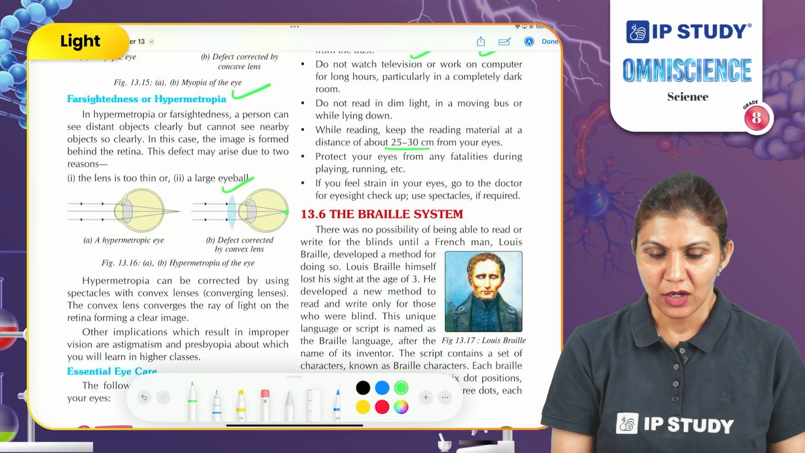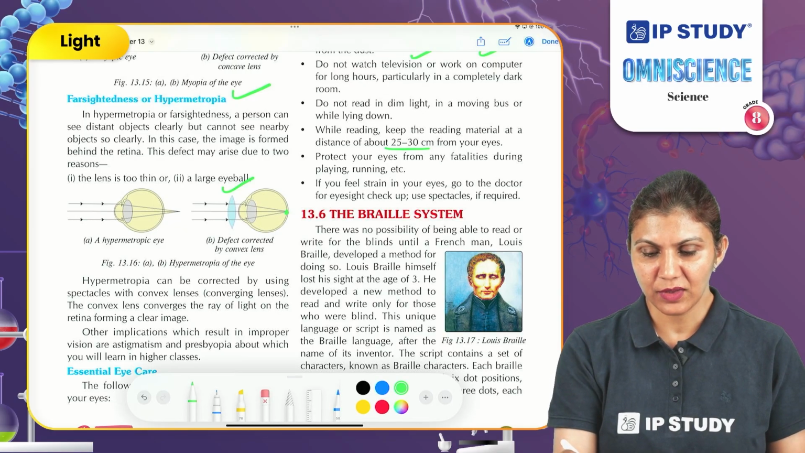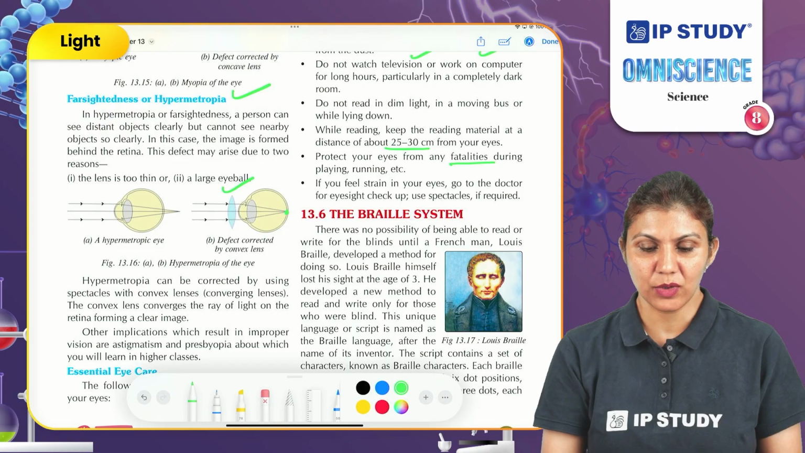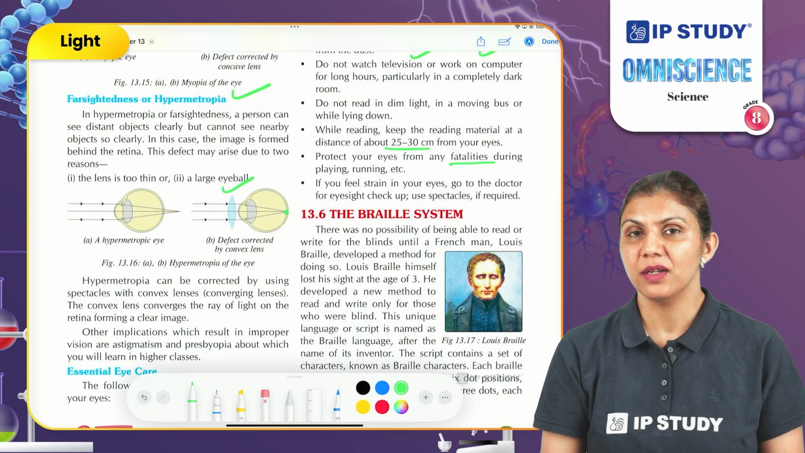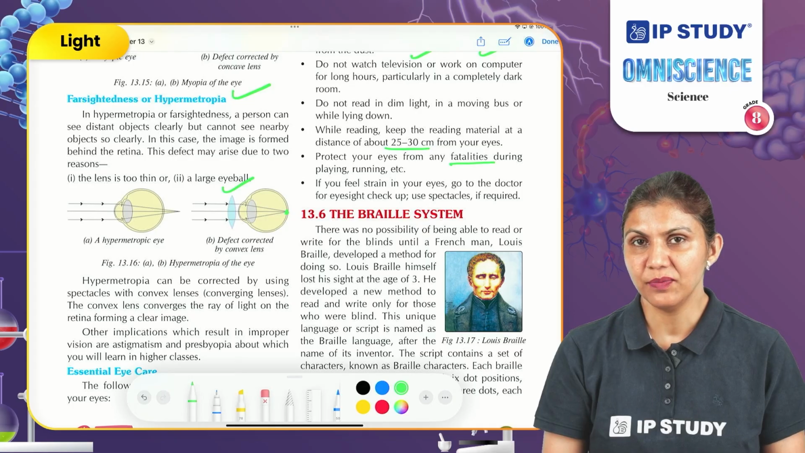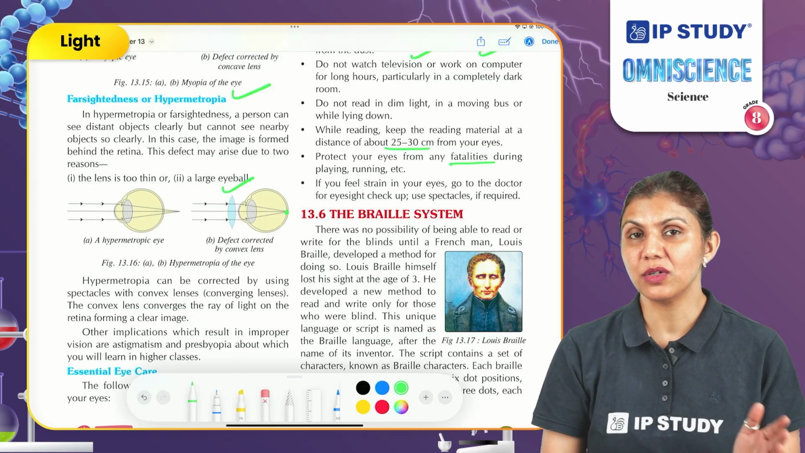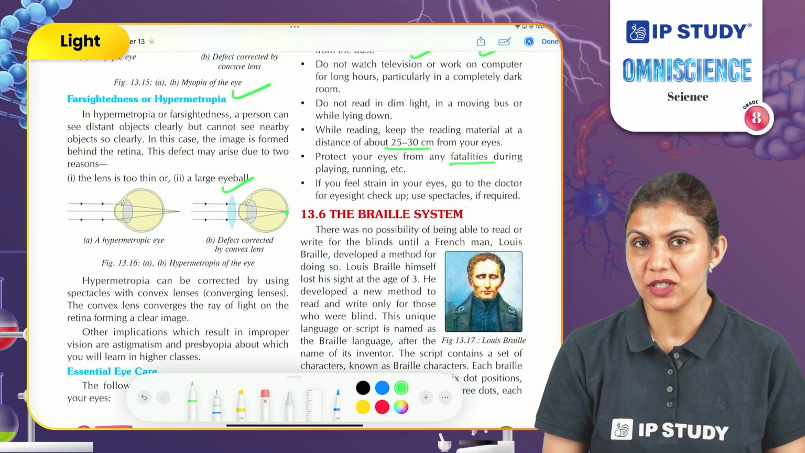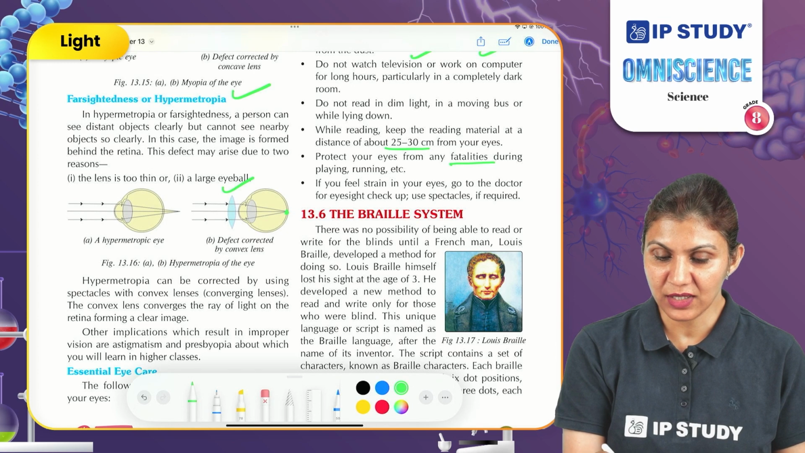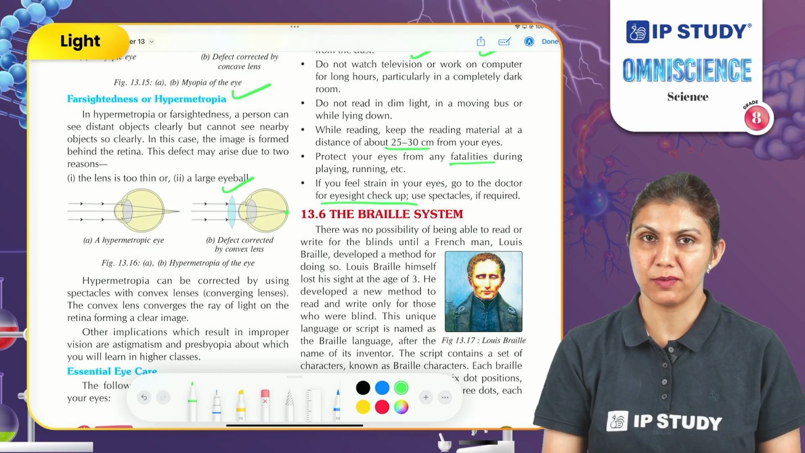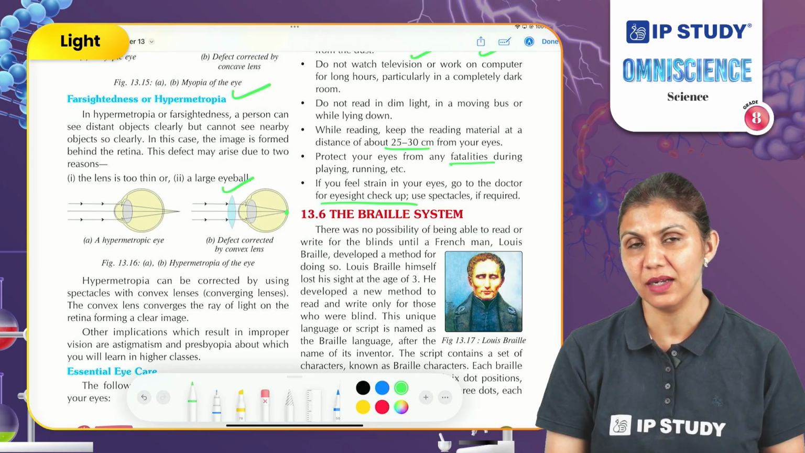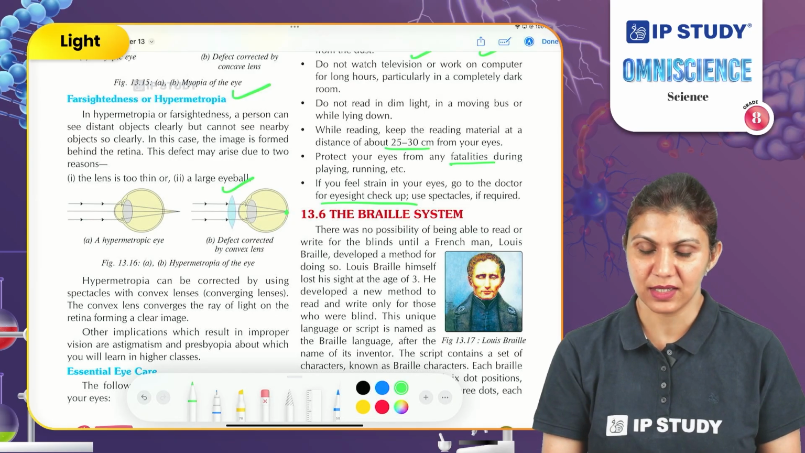Okay? Protect your eyes from any fatalities during playing, running, etc. If there is any injury, visit a doctor, an eye specialist. Do not try to treat your eyes yourself. If you feel strain in your eyes, go to the doctor for an eye checkup and use spectacles if these are required or suggested.